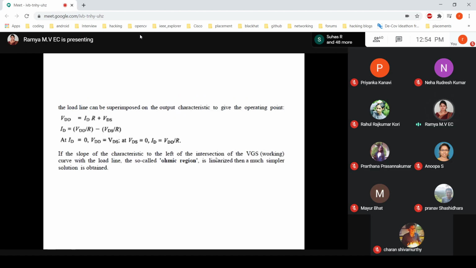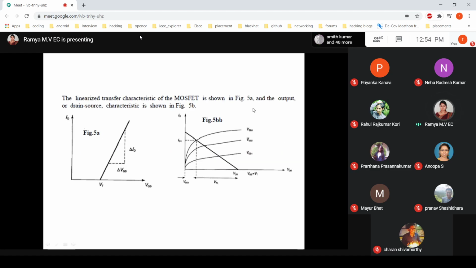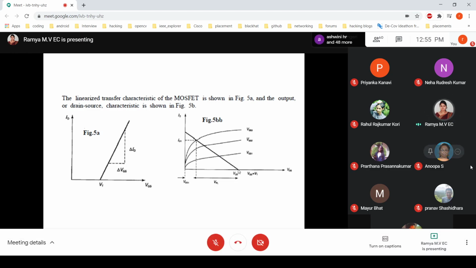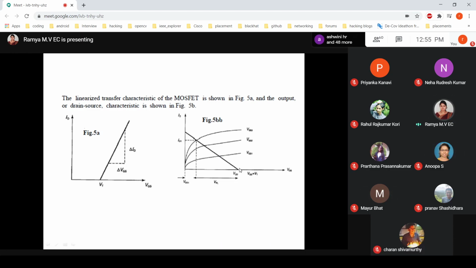Again, this is the load line, the DC load line. How to draw the DC load line? At the x-axis, ID is equal to 0 and VDD is equal to VDS. The straight line drawn on the output characteristic is called the DC load line. At the x-axis point, ID is 0 and VDS is equal to VDD. So I'll get a point A.